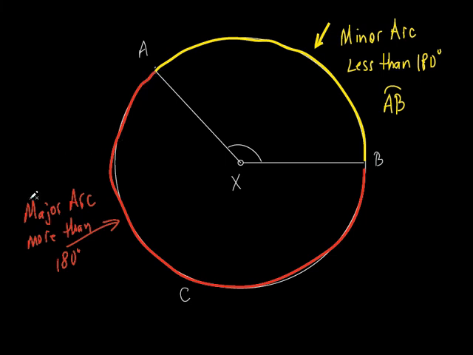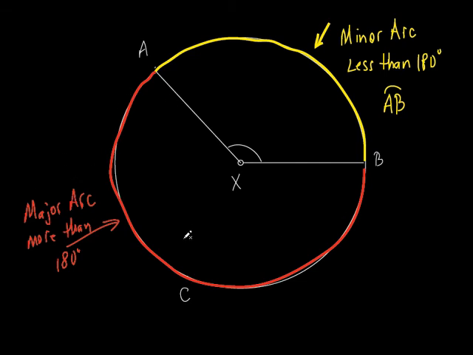Because if I just said AB, how do I know I'm not talking about this red arc right there? If I just said AB, how do you know I'm talking about this arc and not from here all the way around to here? That could be a possibility, couldn't it? If I said arc AB, it depends on which direction you're going to go. But a major arc, we're always going to use 3 points. You'll always use 3 points to name a major arc.